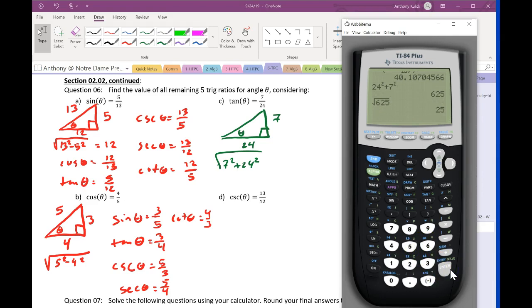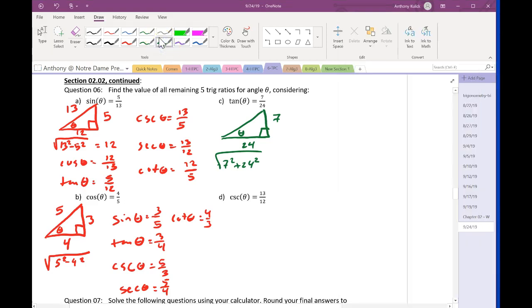Oh, I was wrong. It's 25. At least I knew it was a perfect square, though. Sometimes you forget, folks. It happens. So there's that. So now I just need to fill out. I know sine is opposite over hypotenuse. Cosine is adjacent over hypotenuse. Tangent is opposite over adjacent.